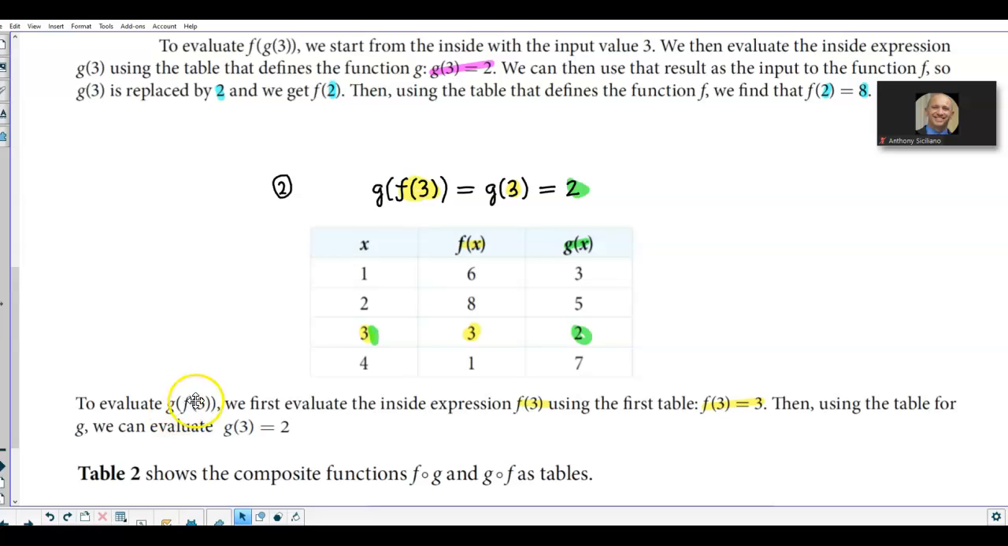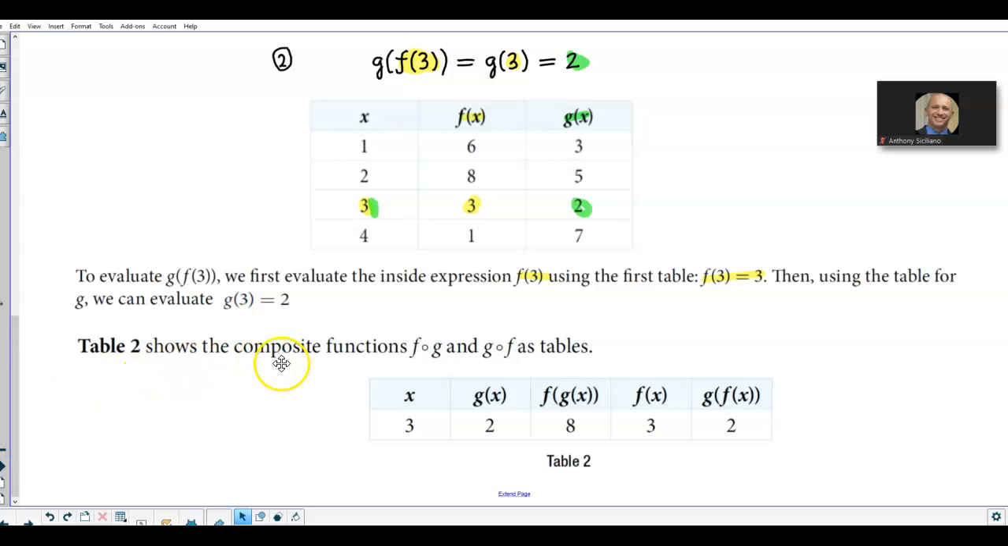Now, to evaluate g of f of 3, we first evaluated the inside expression f of 3, where the input was 3, and we got an output of 3. And then using the table for g, we can evaluate g of 3, which is equal to 2. Now, table 2 shows the composite functions f composite g and g composite f as tables. We can see that when the input was 3, g of x was 2, f of g of x became 8, f of x was 3, and g of f of x became 2.